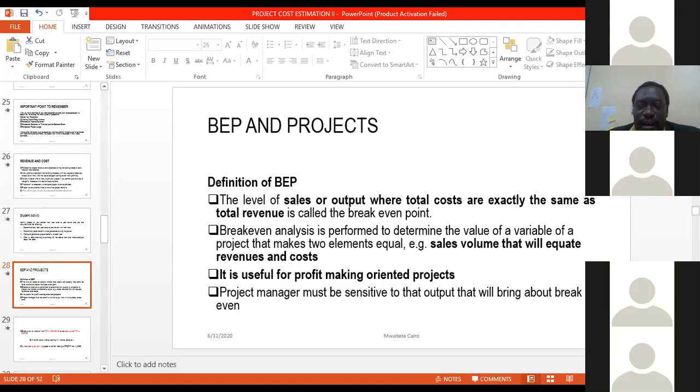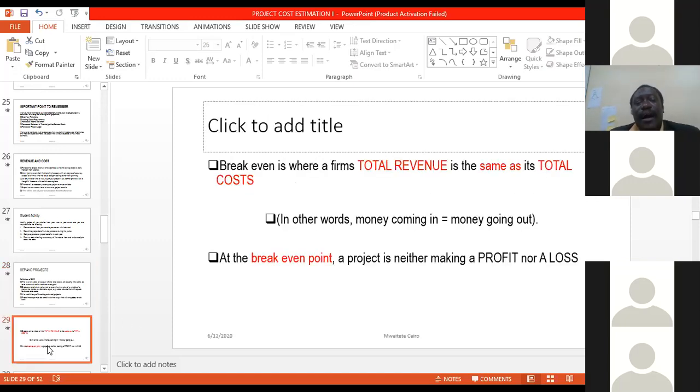Okay, so revenue equal to cost. So it is very useful for profit making. As I said, it's very useful for profit making projects. So this is the term that you have been using.